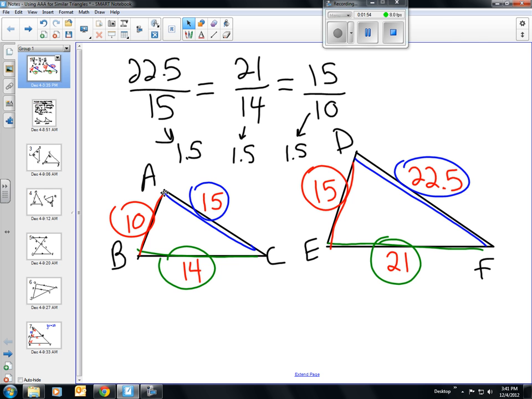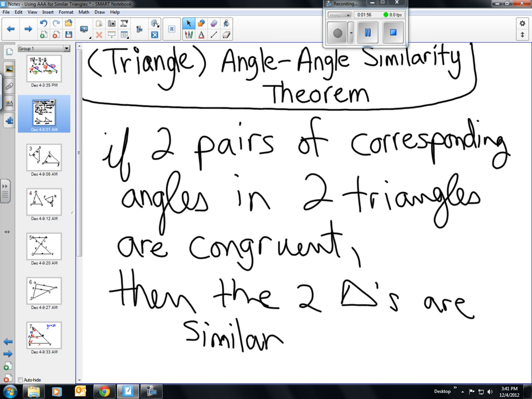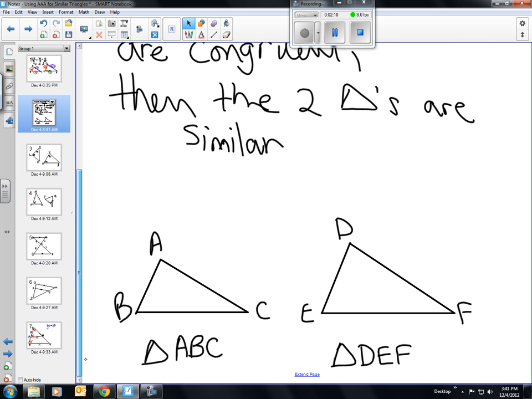Now, another way we can see if triangles are similar is the angle-angle similarity theorem, which really is dealing only with the angles. Last time we were dealing with the sides, now we're dealing with the angles. It says this: if two pairs of corresponding angles in two triangles are congruent, then the two triangles are similar. Let's look at what that means in terms of a diagram.